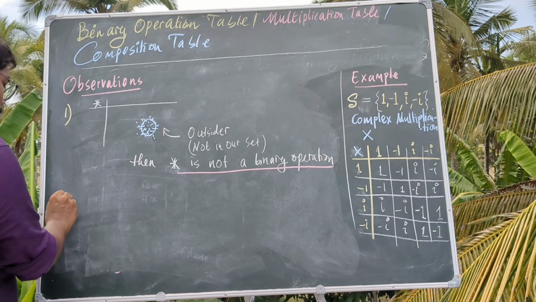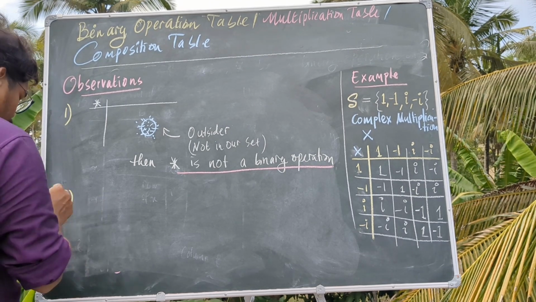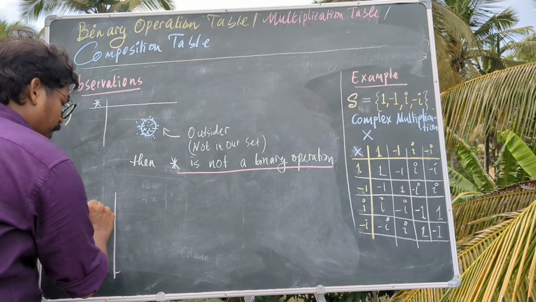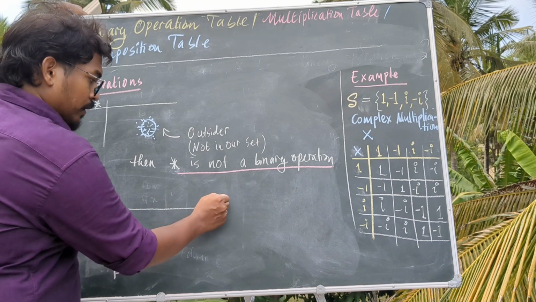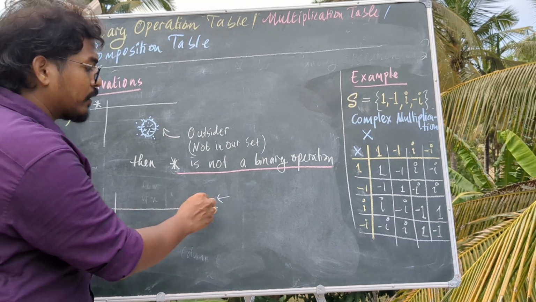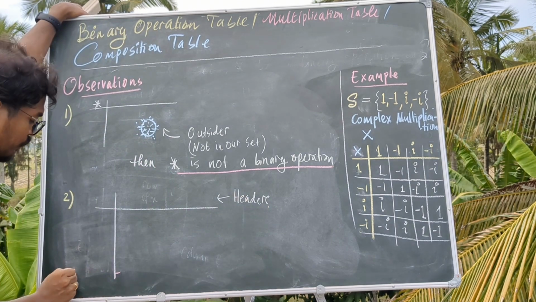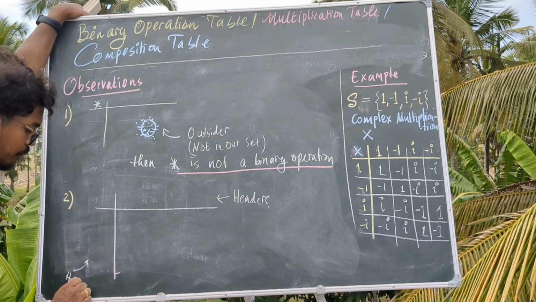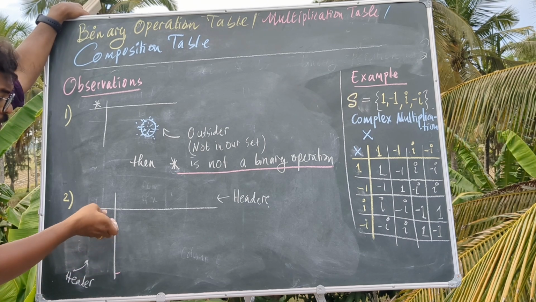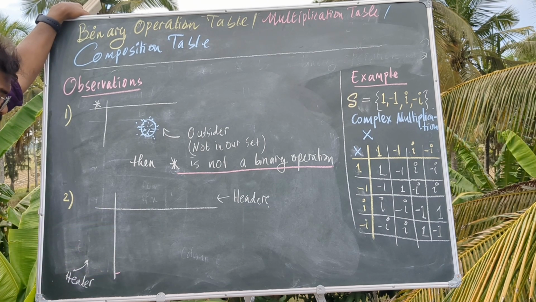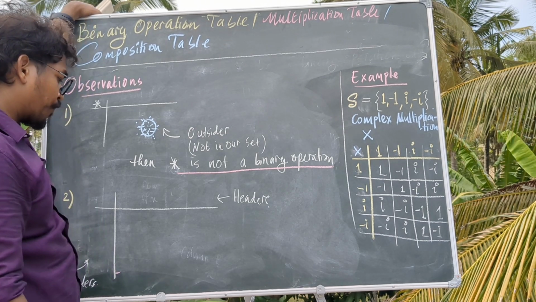Second, suppose these are called elements of the set, and these are also called headers. These are headers, and these are also headers. Headers means they are the representatives of columns or rows. These are headers, representatives.